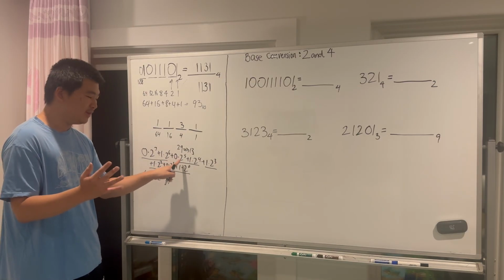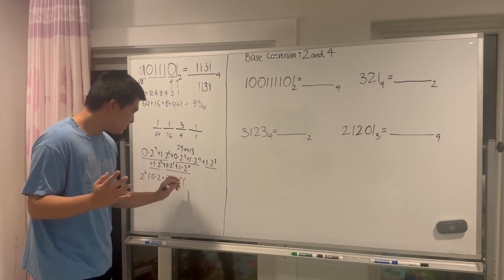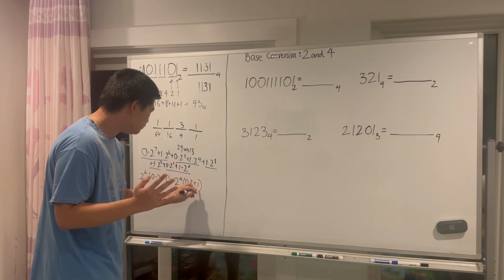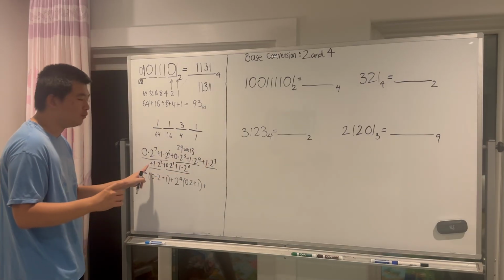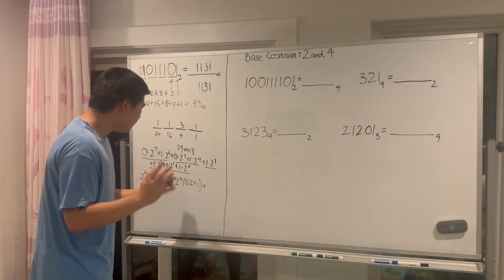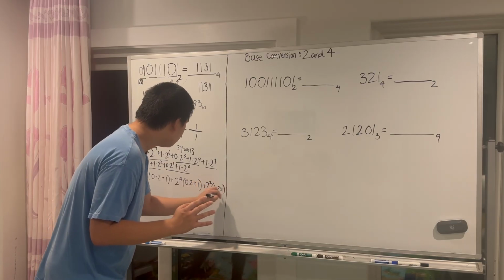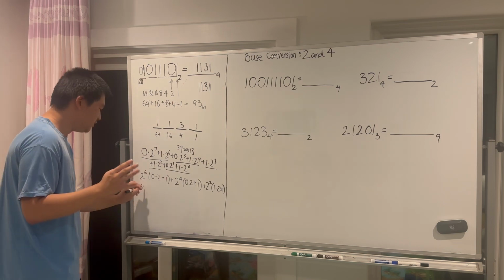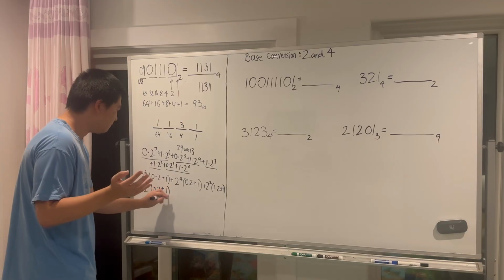Now similarly, we take this group and we factor out 2 to the power 4. And what that gives us is 0 times 2 plus 1. Now we take this group, 1 times 2 cubed plus 1 times 2 squared, and factor out a 2 squared. And what that gives us is 1 times 2 plus 1. Then we take this and factor out 2 to the power 0, which is of course 1, so it's the same thing. 0 times 2 plus 1.